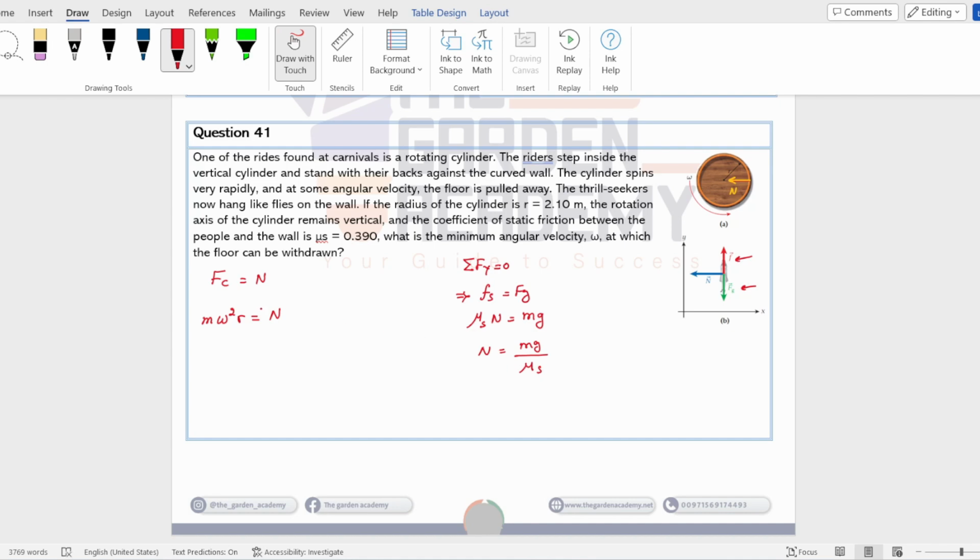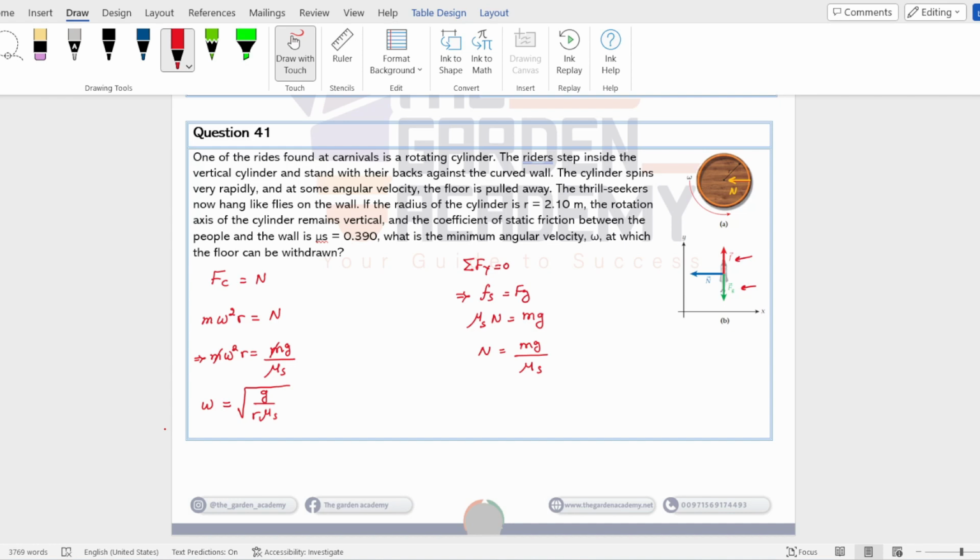So we take this value and plug it back into this equation. So we get m omega square r is equal to mg divided by mu s. So we cancel m by m. And now to find omega, we take the square root after multiplying both sides by 1 over r. So we say that omega is equal to the square root of g divided by r mu s. And this is the equation that we can always use, if you would like to memorize it. That will be very simple for you, just plug in the values that you get in the question into this equation to find the answer.